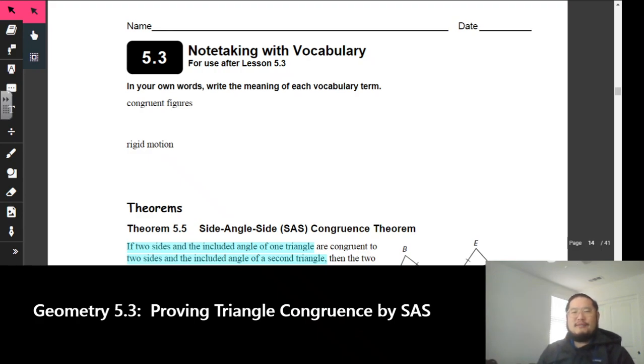Okay, let's start section 5.3, which is about proving triangles congruent by SAS. Now, what is SAS? That means side angle side. So we're really going to dive into proving two triangles to be congruent by using that theorem or method. Remember, congruent figures are figures that have the same angles and the same side lengths.